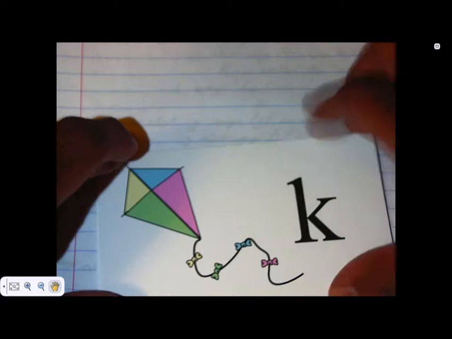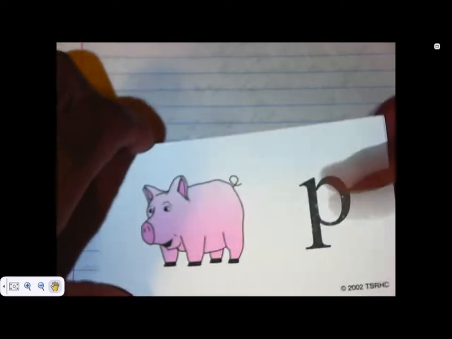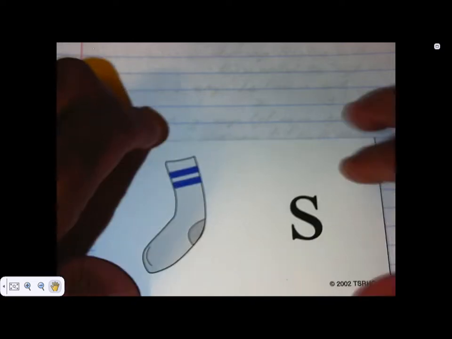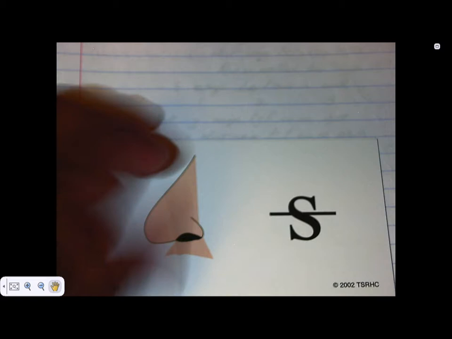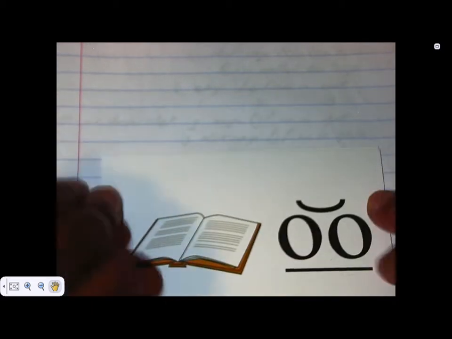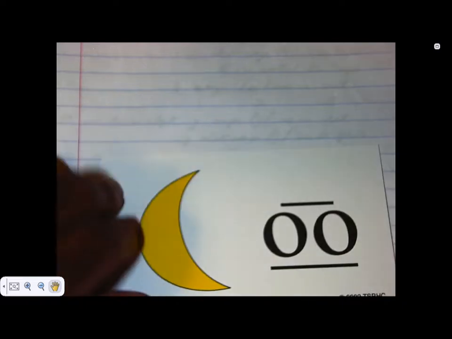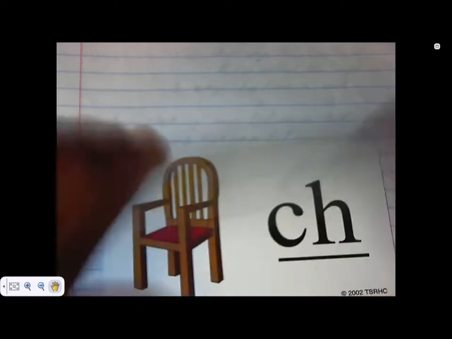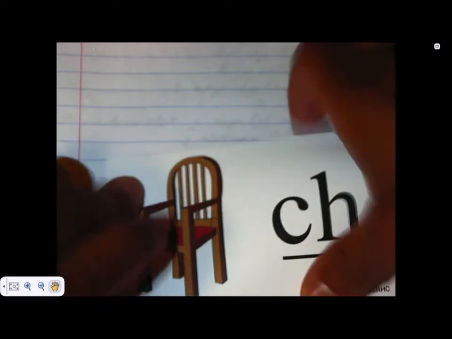Igloo, I. Kite, K. Pig. Sock, S. Nose, Z. Book. Moon. Chair, ch. All right, very good job today.